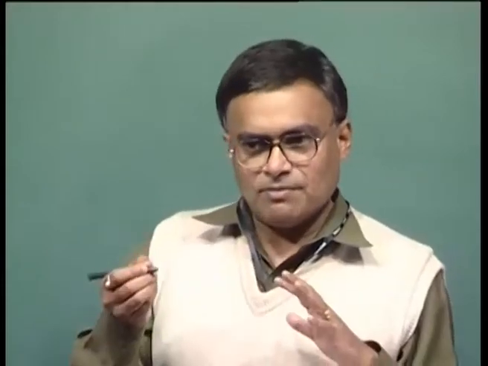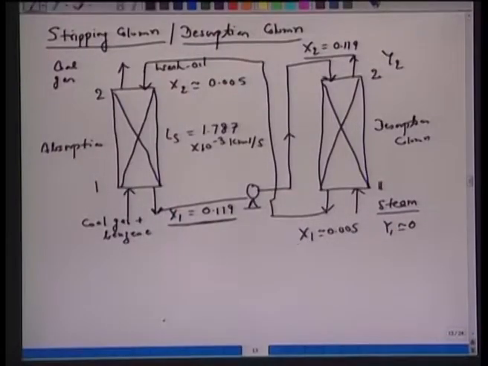Okay. So, a similar problem, but earlier we had absorption, now it is desorption. So, let us get back to this problem. This is 1, this is 2, X1 is 0.005. Note that this composition is same as this composition. And here we have X2 0.119, which is same as x1 equal to 0.119. It is a pure stream, Y1 equal to 0.01. Okay. Sorry, here it should be small x1.